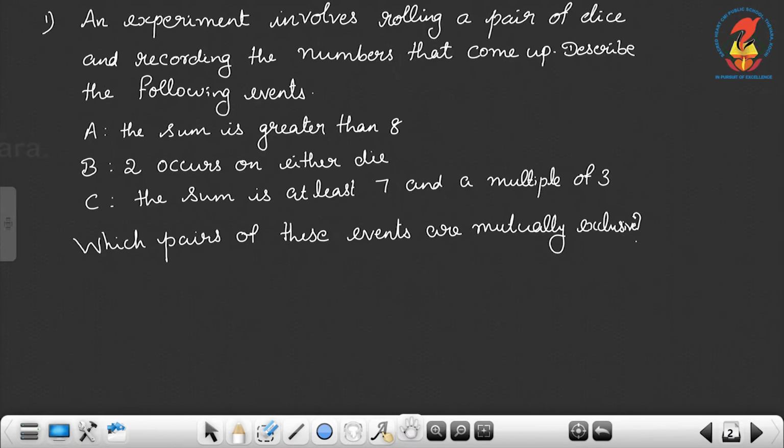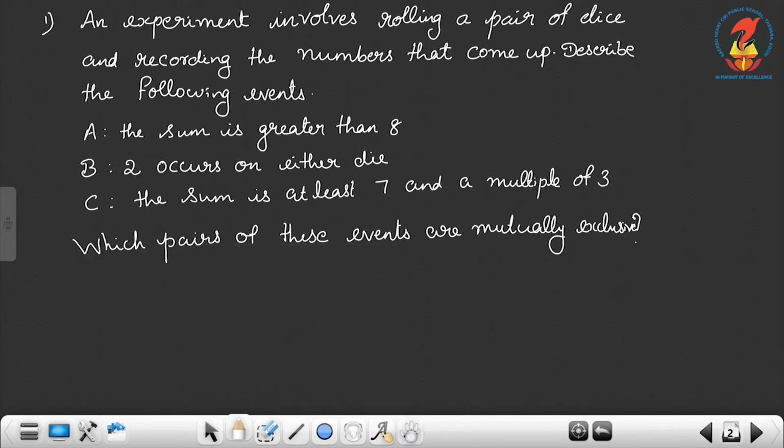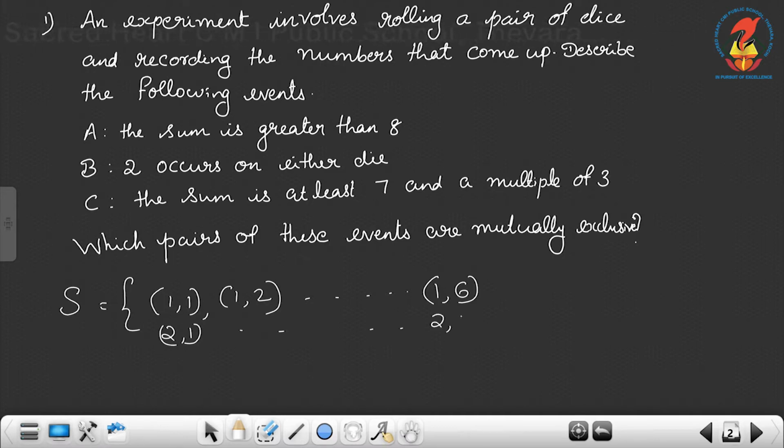For rolling a pair of dice, not a single die, a pair of dice, what is the sample space? S is equal to the set of ordered pairs (1,1), (1,2). Sample space means the set of all possible outcomes. So maybe we get (1,6). Then (2,1), (2,2), (2,3), etc., (2,6). (3,1), (3,2), etc., (3,6). (4,1), (4,2), (4,6). (5,1), (5,2), (5,6). So the last row: (6,1), (6,2), (6,3), (6,4), (6,5), (6,6). So there are 36 outcomes. Okay, this is the sample space.